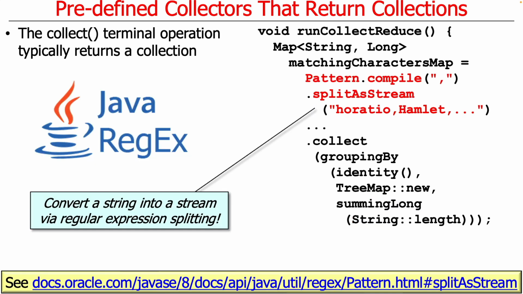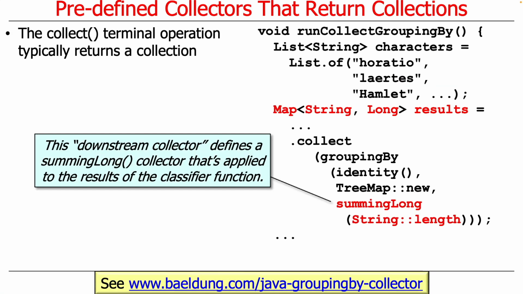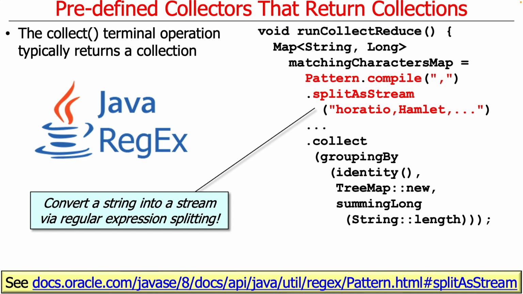Just for fun, you can also have other ways of creating a stream. So up here, we were using a list of the characters, but you could also give it a single string of all the names of the characters in Hamlet, and then use the Pattern.compile method using the comma as the splitter, and then you could split this string into a stream. Just showing it yet another way of being able to do the creation of a stream using regular expressions.